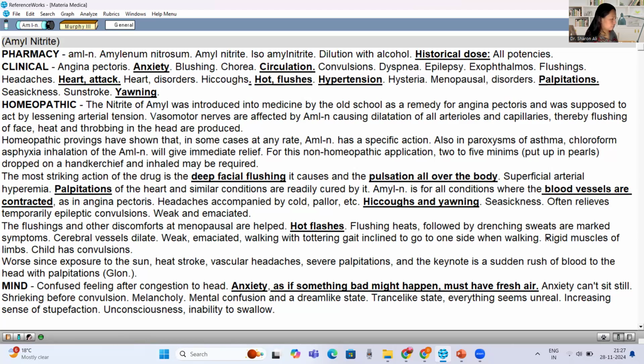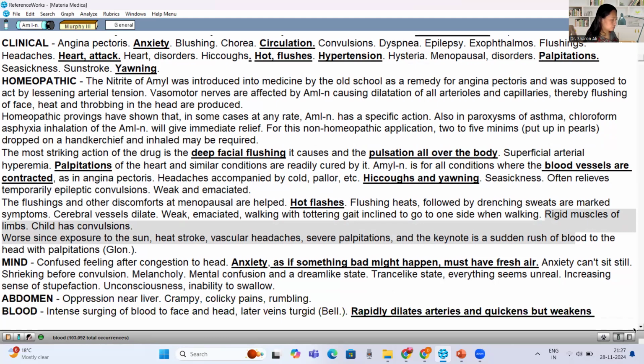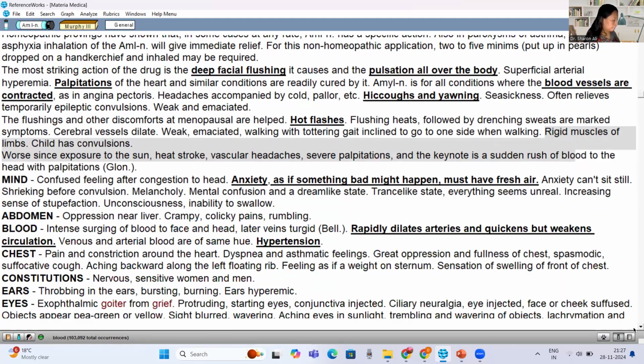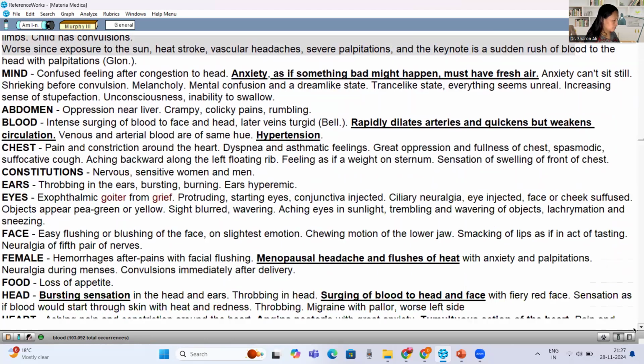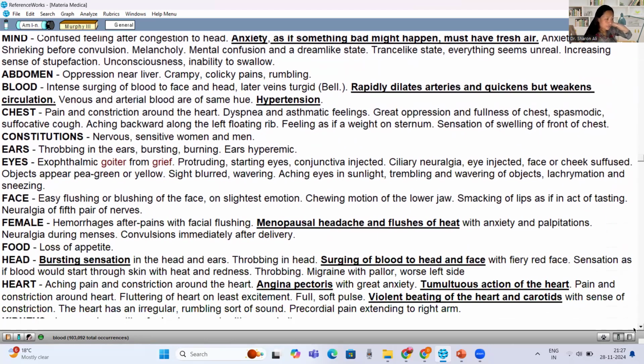rigid muscles of limbs. Okay. They have anxiety that something bad will happen, must have fresh air. Anxiety, cannot sit still. Okay. Melancholy, mental confusion. Okay. Increased sense of stupefaction, unconscious, inability to swallow. Okay. The face, as I showed you, there was puffiness on the face, which is also in amyl nitrate. Okay. Menopausal headaches and flushes.